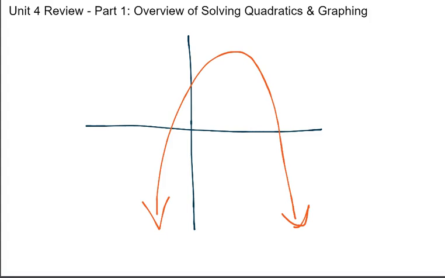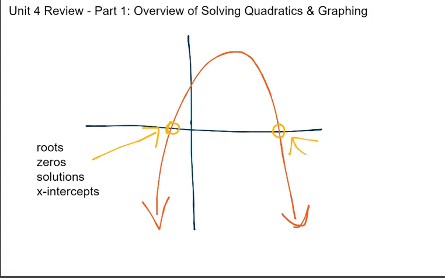When we're saying solve quadratics, we are asking you to find these points right here. And we have several names for those 2 points. They are roots, solutions, zeros, and x-intercepts. So anytime they give you any of those names, they are trying to find these points right here. These are the roots, the zeros, the solutions, or the x-intercepts.